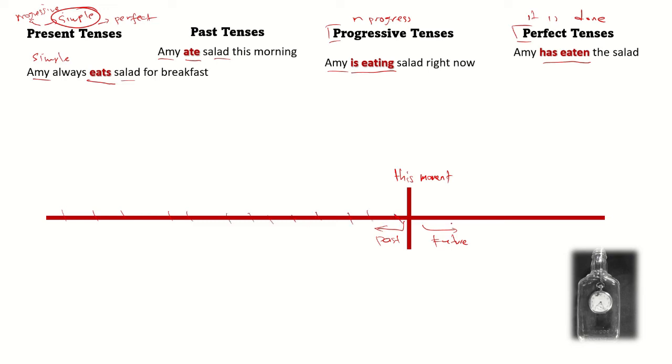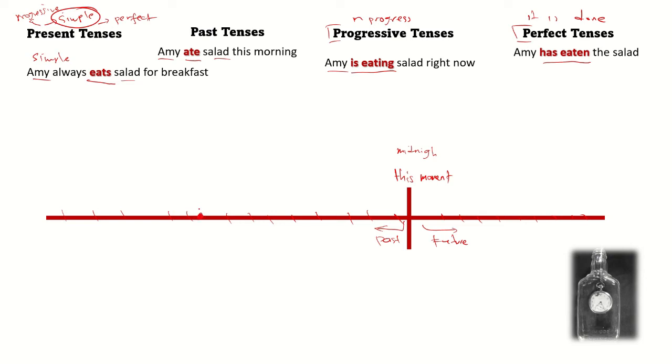And in the past tense, Amy ate salad this morning, right? So imagine that this moment is already midnight. I record this video at midnight, actually. So when I say Amy ate salad this morning, it literally happened in the past for my time. For example, this moment is already midnight, then this morning, this one happens in the past, right? This morning, Amy ate salad.